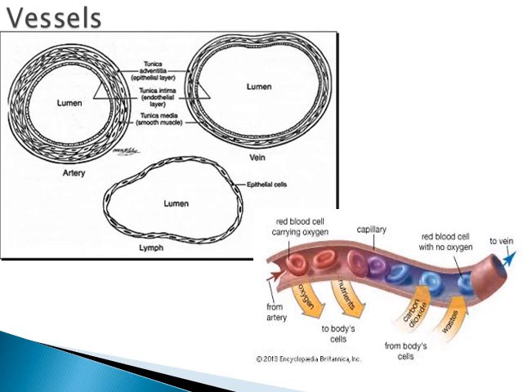So when we're looking, for instance, down here, you can see the oxygen-rich blood coming from the artery. At the capillary, that's where nutrients and oxygen escape, and then the carbon dioxide and waste products will be taken back through the system. So again, capillary walls are going to be very thin and only contain some tunica interna, where that exchange can actually take place.